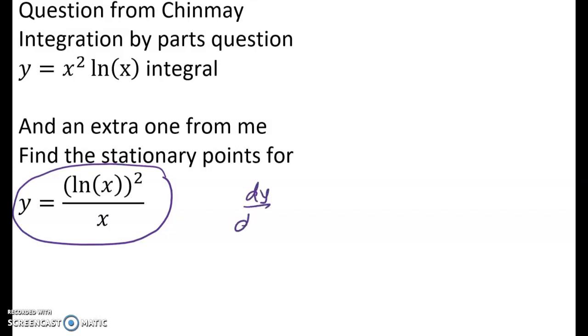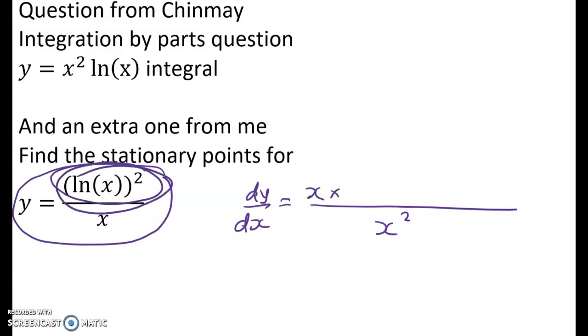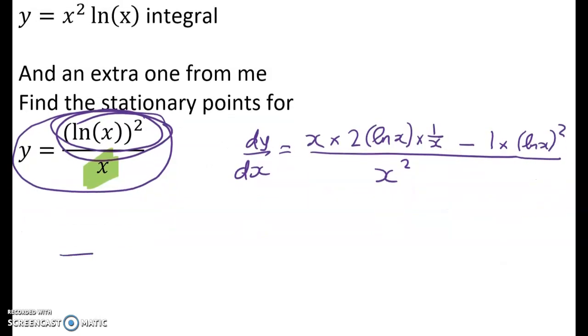So we need to solve dy by dx equals 0. This is practice at the quotient rule, so it's going to be x squared here, then x times the derivative of the top line. So it's going to be 2 times the natural log of x times 1/x, minus the derivative of this, so minus 1 times the natural log of x squared. Remember that my quotient rule is: square the bottom line, copy it up, differentiate the top, minus the other way around.